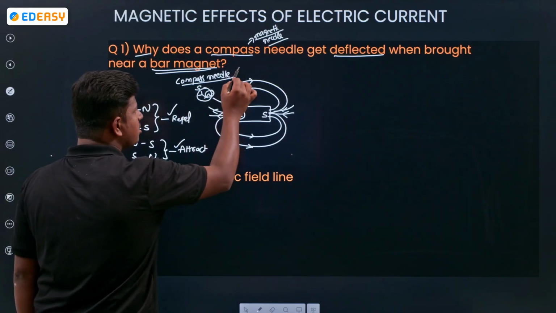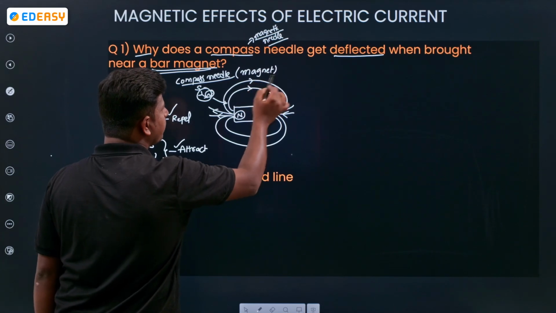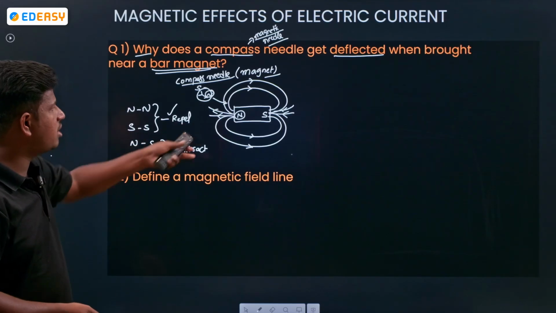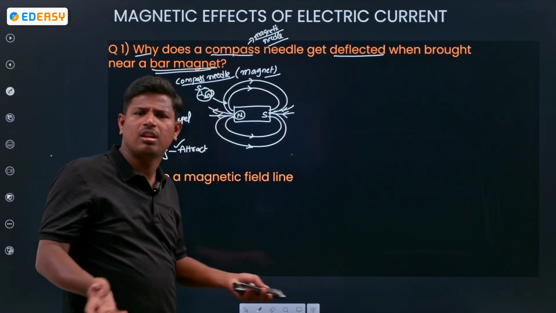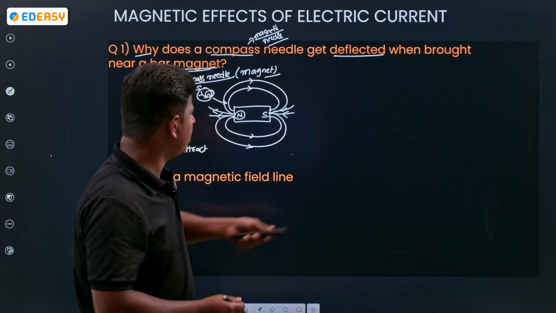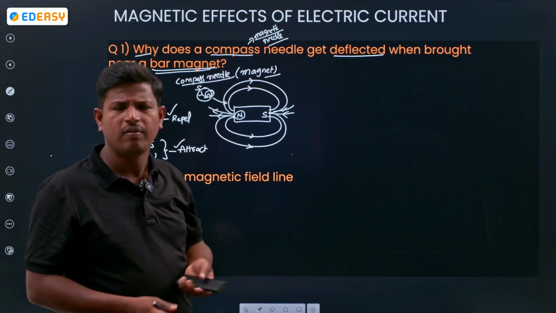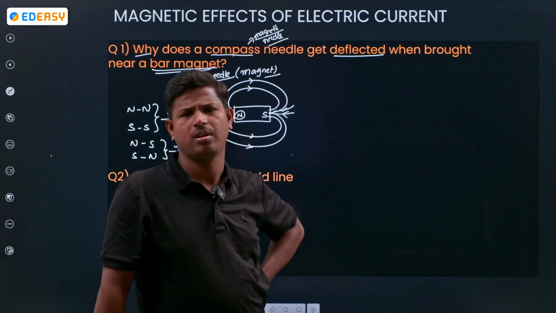The compass needle is also made up of a magnet only. That's why it is showing deflection. Otherwise, there is no deflection at all. If I take wood, for example, and wood enters the magnetic field, will it respond? No, it never responds.